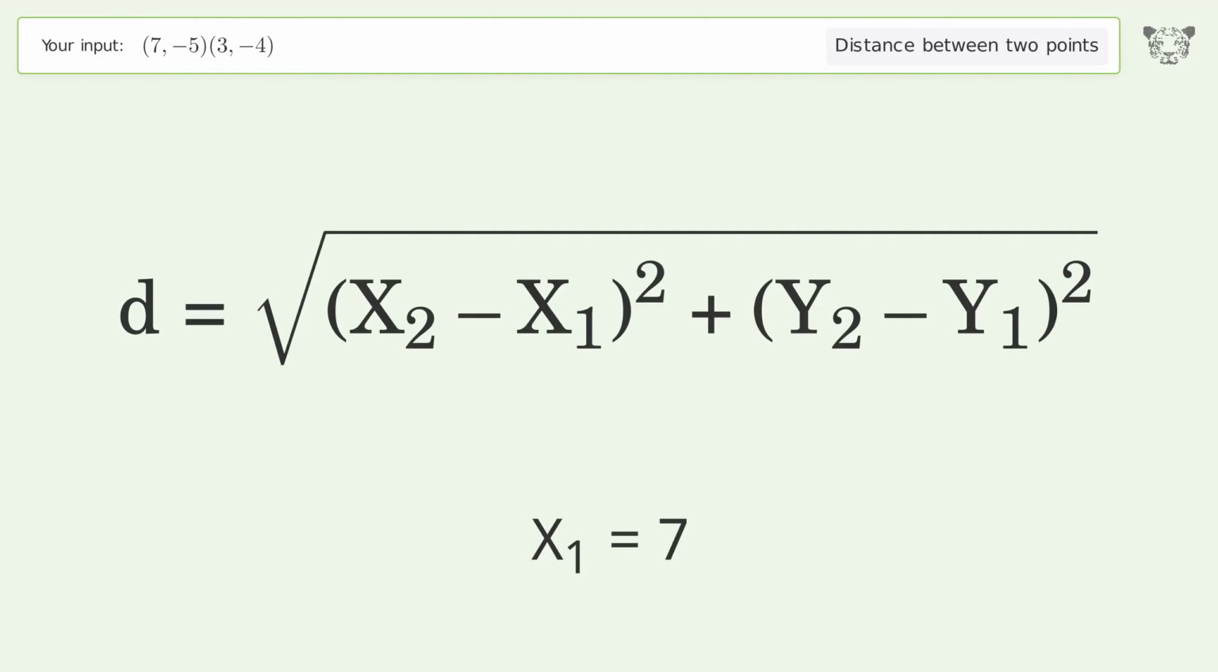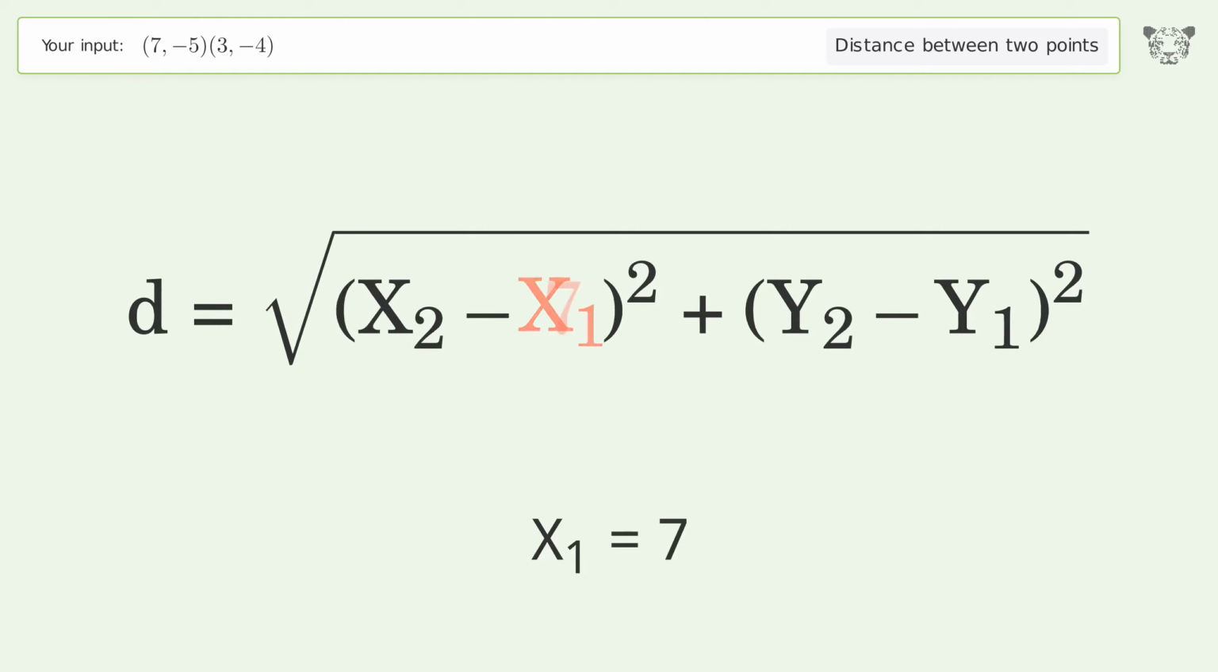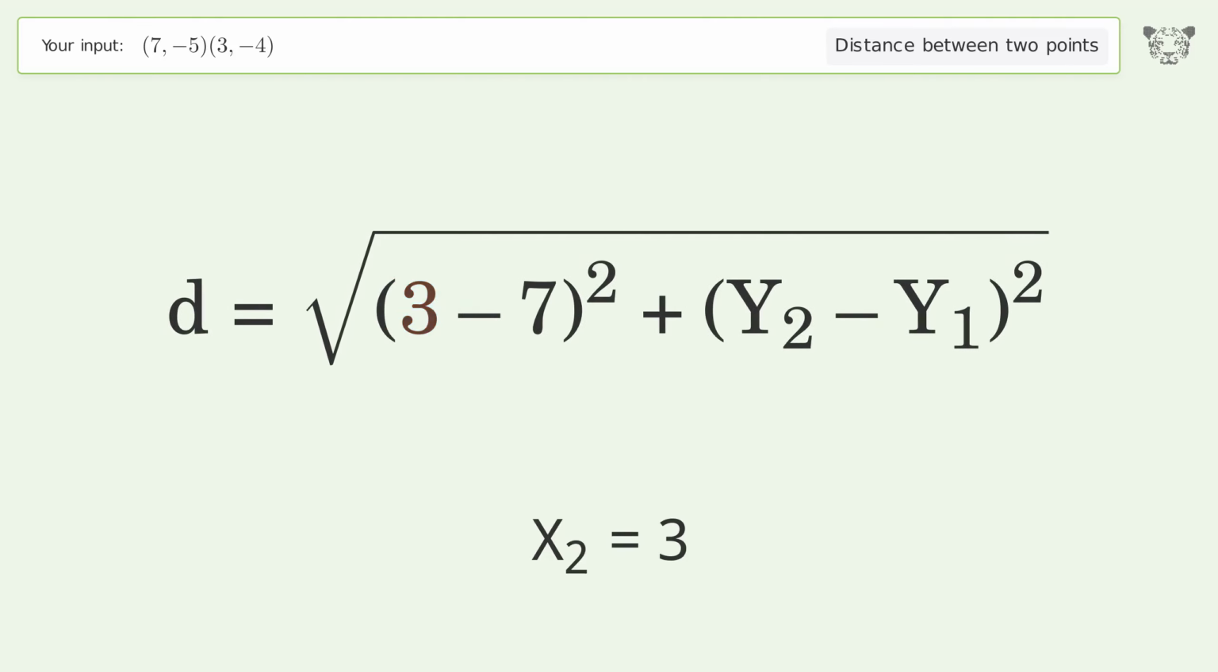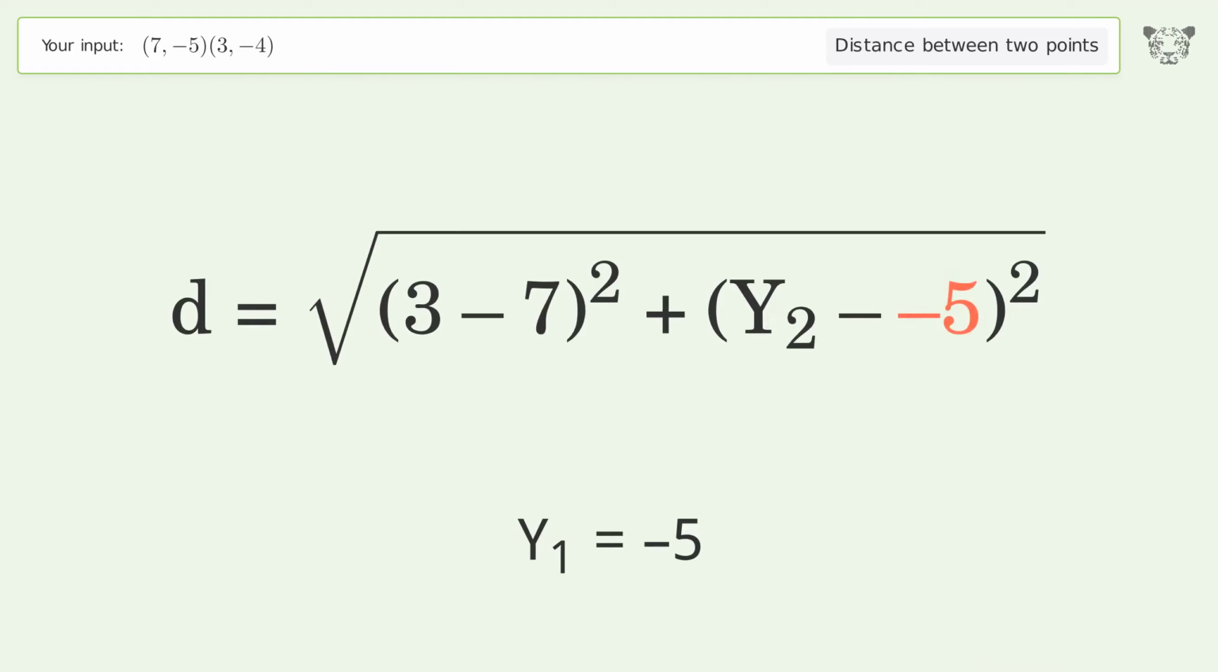x1 equals 7. x2 equals 3. y1 equals -5. y2 equals -4.